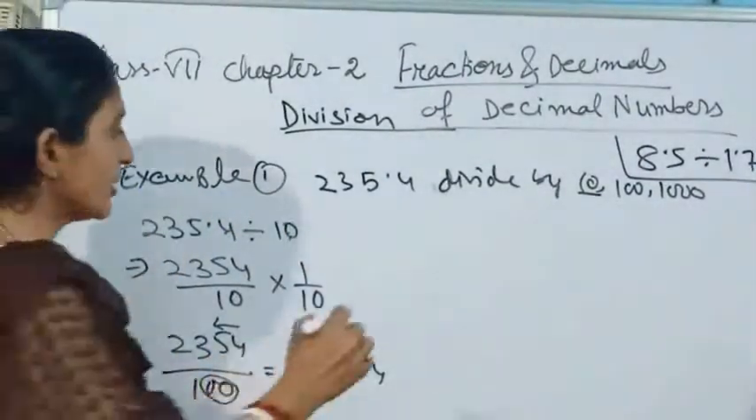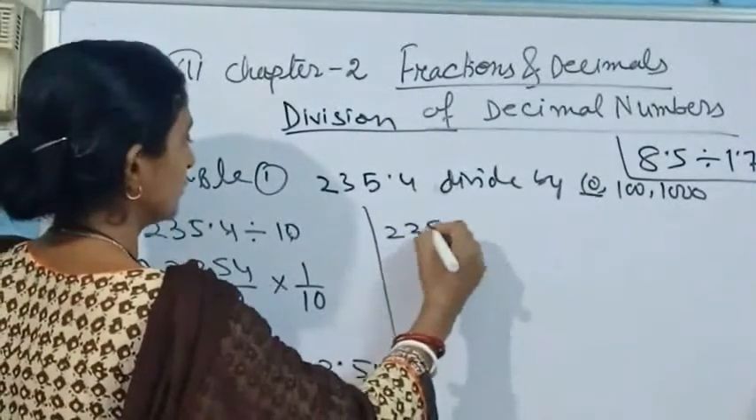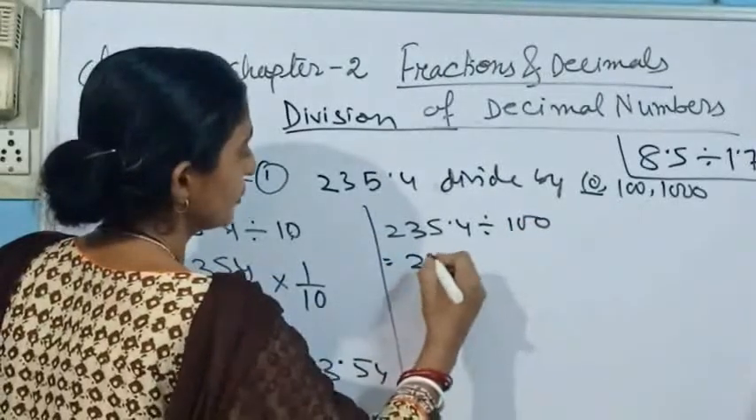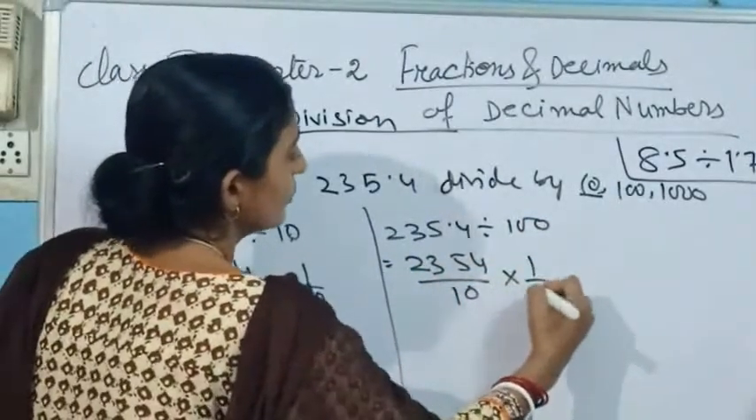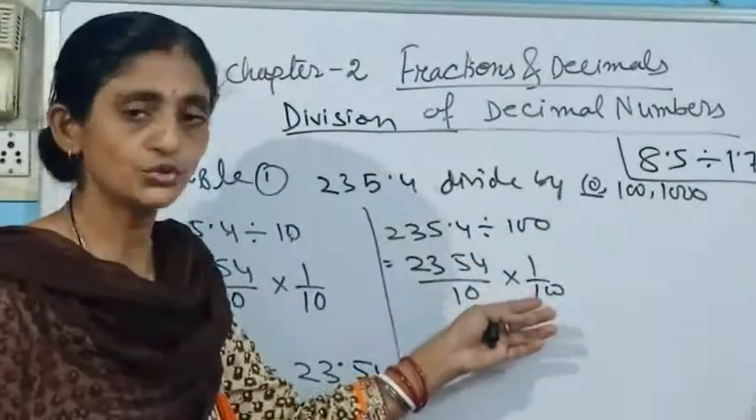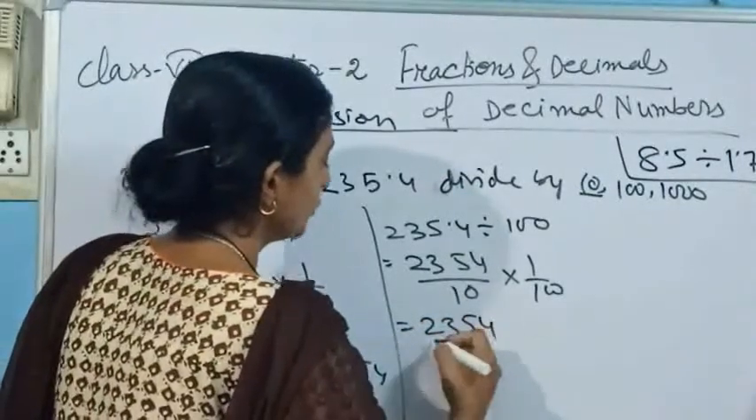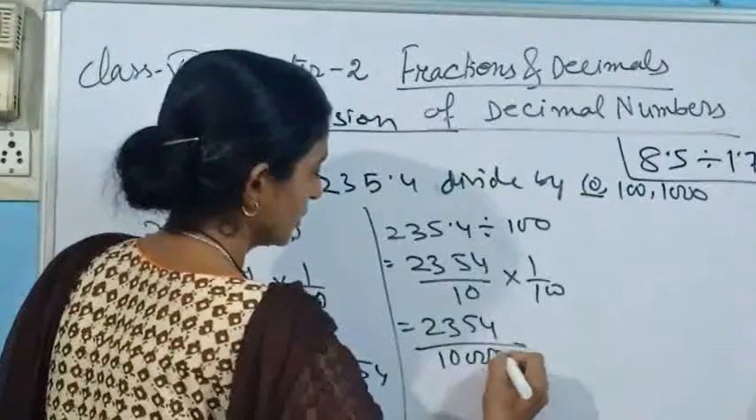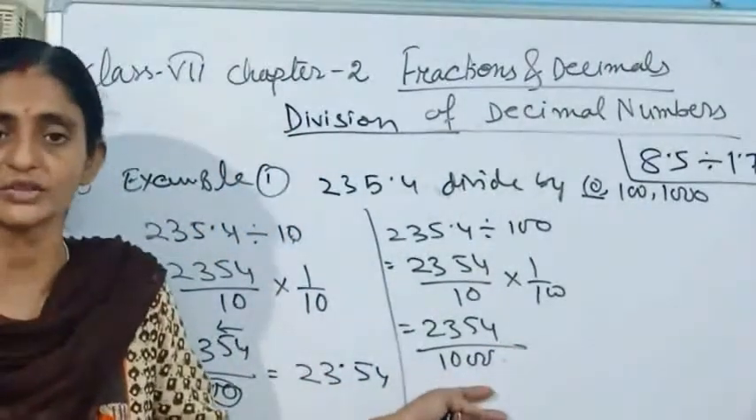What will happen when we divide this one by 100? Let's see. The same number we are going to apply here, 235.4. We are going to divide this by 100. So what is happening? You can see 2354 by 10. Then this will be 1 by 100, because dividing by 100 can be written as multiplying by 1 by 100. So what can we write? 2354, 1 will not change any value. The denominator will be 1000, with three zeros. Now count the places as per the number of zeros.